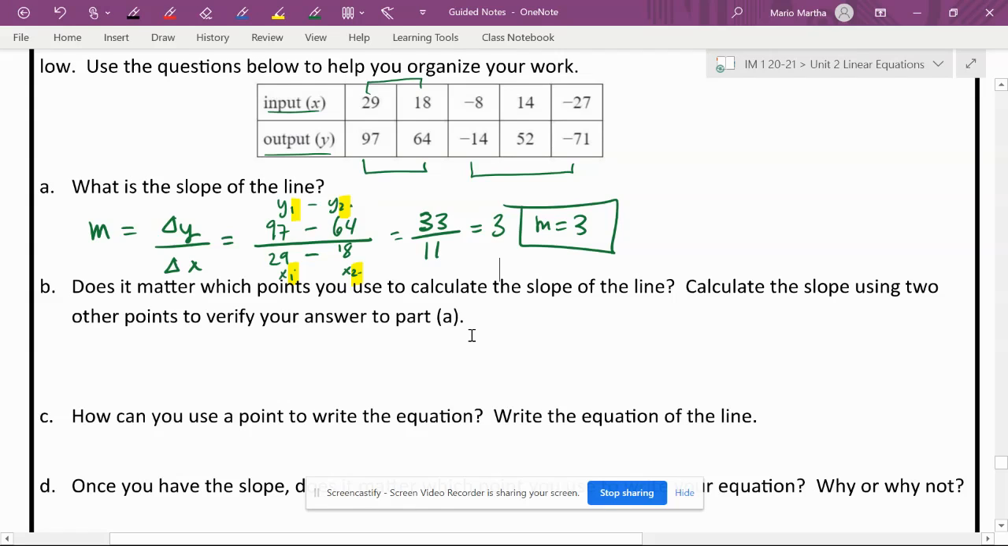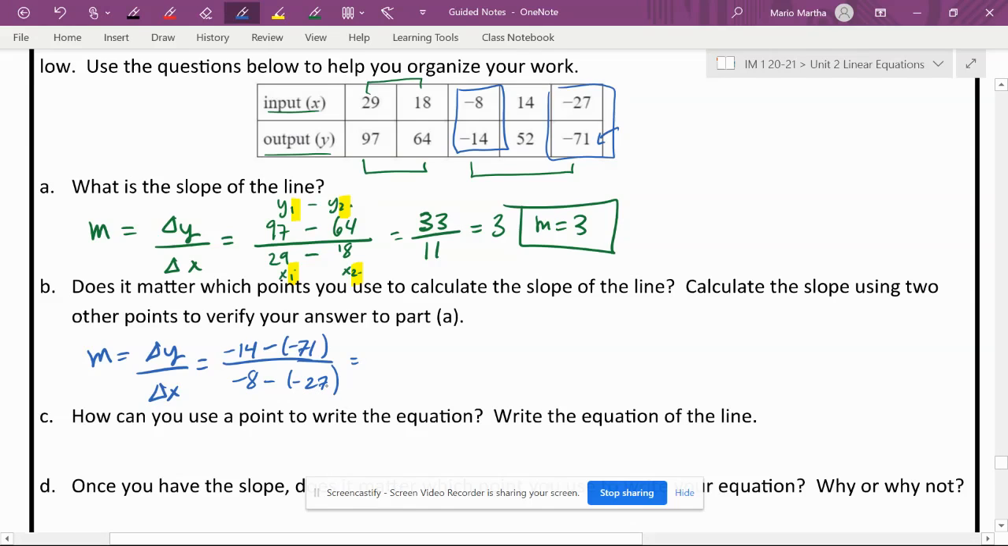Something that remains constant is the slope of the line, so for sure, we can always pick two other points. So let's pick negative 8 comma 14 and negative 27 comma negative 71. Those two are negative, so it makes it a little bit different. So m equals delta y over delta x. That's equal to the change in y, which would be negative 14 minus a negative 71. I put the extra negative in there because the number here is also negative. And then the next one is going to be negative 8 minus another negative 27.